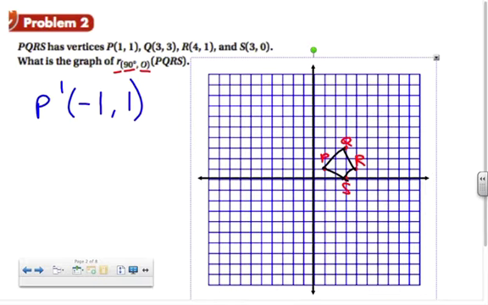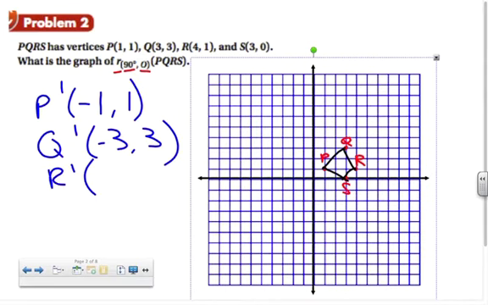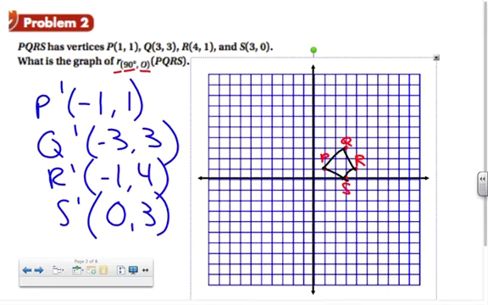Q is now sitting at, and if you were looking at me right now, you'd be laughing because I'm in my classroom all by myself looking at my board sideways. Q is at -3, 3. R, looking at it sideways, but hopefully you're looking at your paper that's turned sideways, is at -1, 4. And S is at 0, 3. That's all they're asking you to do.